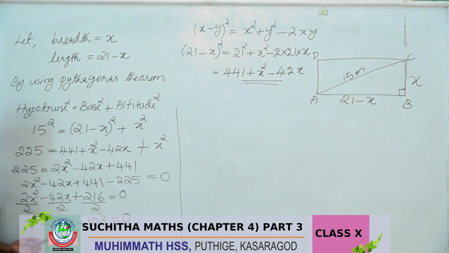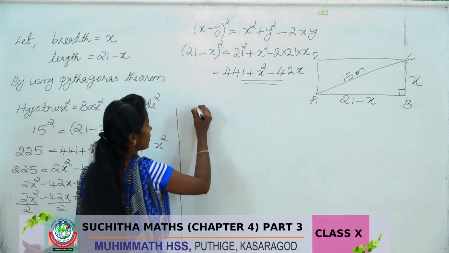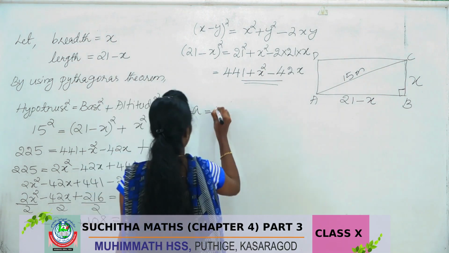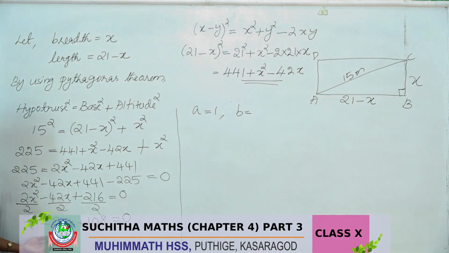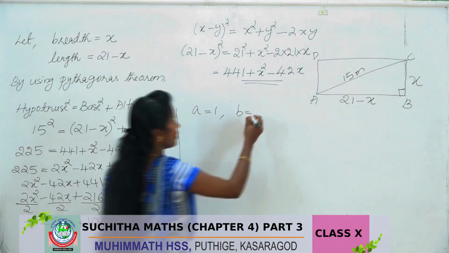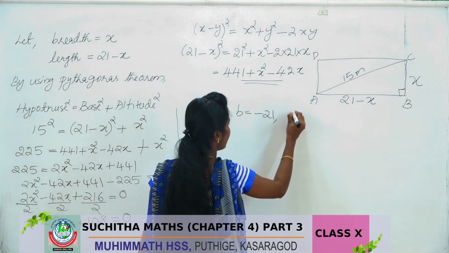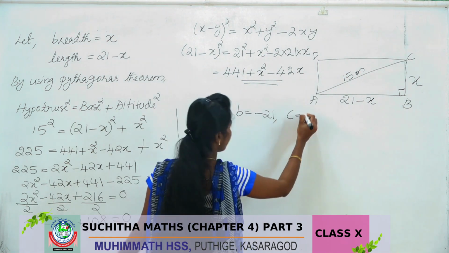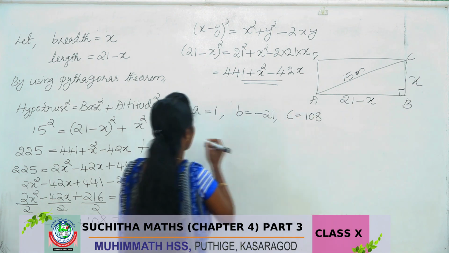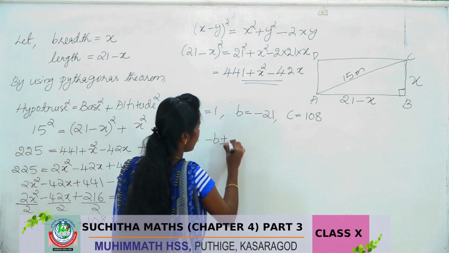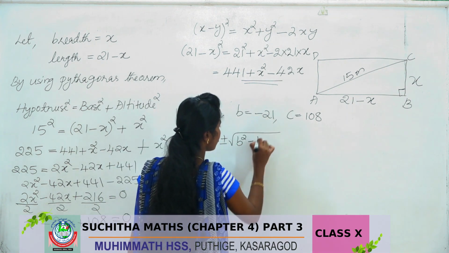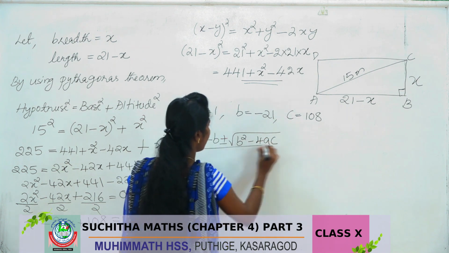Now it is in the form a x square plus bx plus c equal to 0. Value of a is 1. Value of b is the coefficient of x. What is the coefficient of x? Minus 21. b is equal to minus 21, and c is the constant term, that is 108. Now find the value of x by using the equation x equals minus b plus or minus square root of b square minus 4ac, divided by 2a.